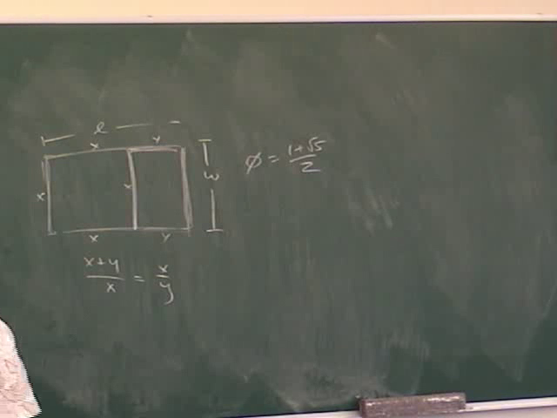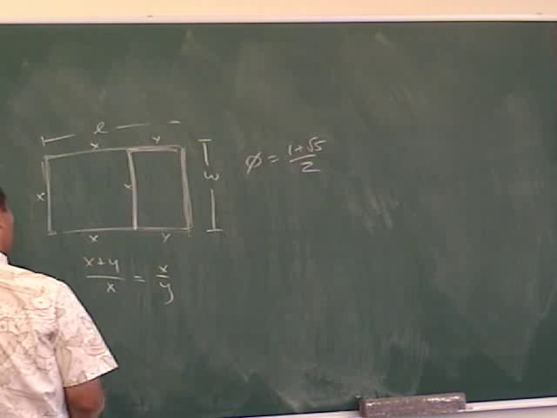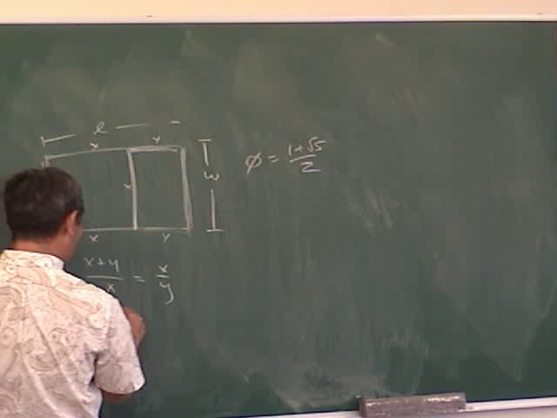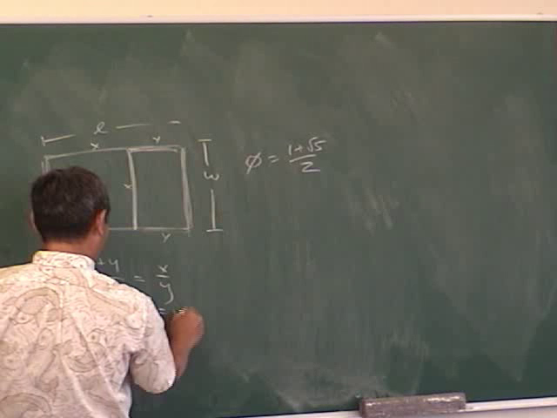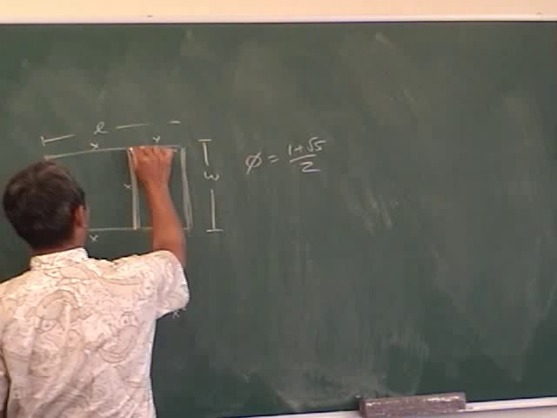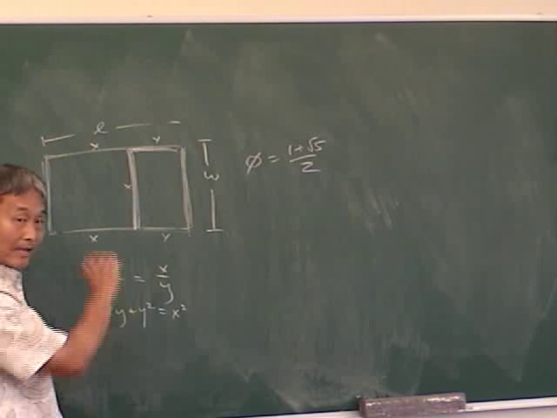I just figured out a better way to do this problem, but you want to do it? Okay, so cross multiply, so you get xy plus y squared is equal to x squared. Now what are we trying to find? We're trying to find the ratio of x to y, the length to the width.